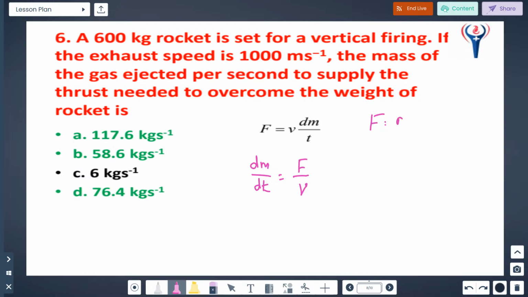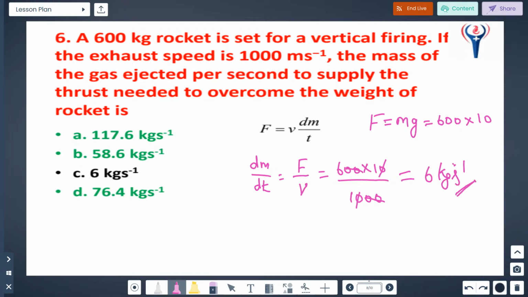Instead of F, mass 600 kilogram is given. F equal to m into g, and m is 600. Assume g as 10 meter per second square. Then F equal to 600 into 10 divided by velocity V, 1000 is given. Then these 2 zeros getting cancelled, this 0 getting cancelled. Then this is equal to 6 kilogram per second. That is option C. Option C is the correct answer. Let's move to last question.